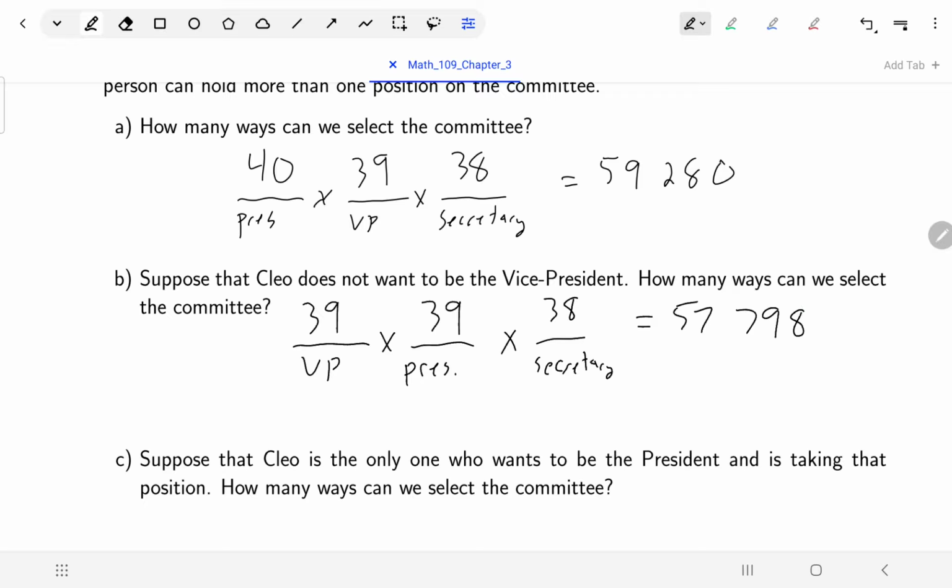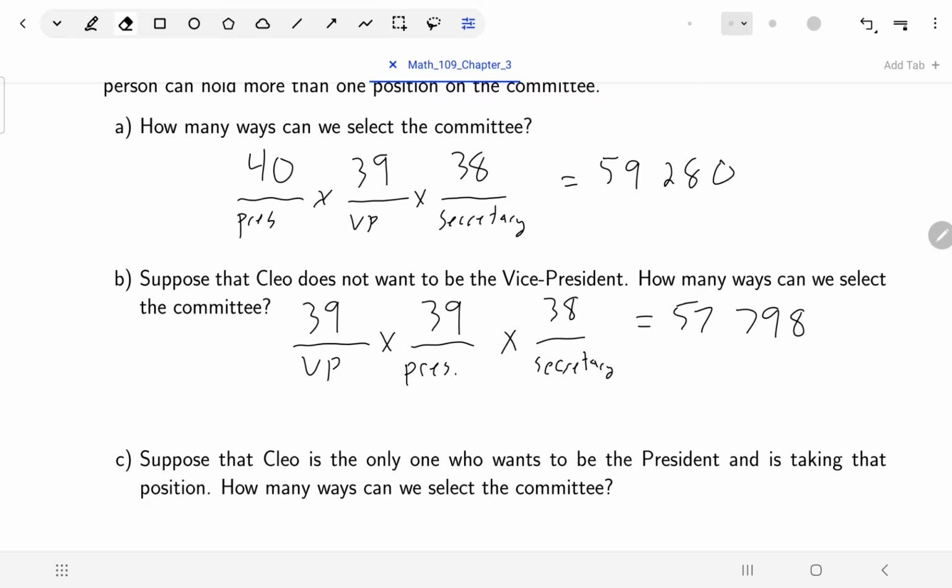One little side note before we go further, part of the reason why dealing with the vice presidency first makes sense would be if we did president first, then vice president, and then secretary. When we fill in the president part, there would be 40 options, but then the question of how many people you have to be vice president, that's not as easy to tell because it would really depend on whether Cleo got selected to be president or not. So that's what I mean by it probably makes more sense when there's a restriction to deal with the restriction first.